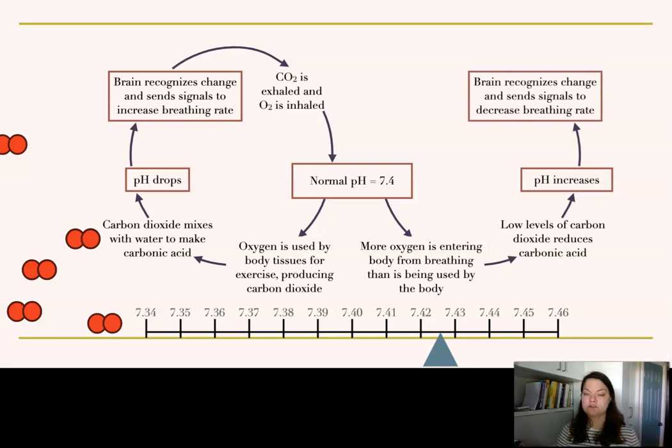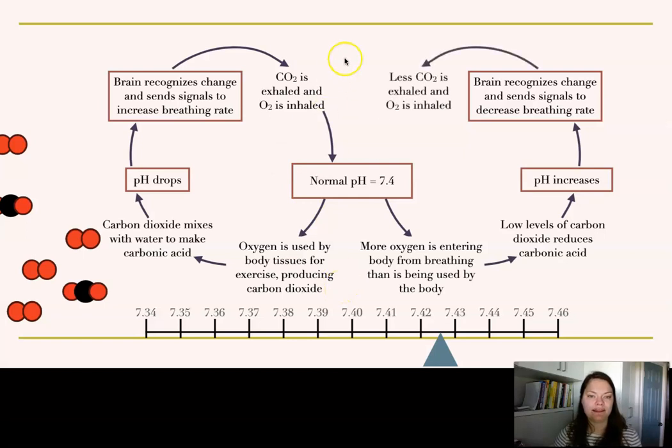That's going to cause the opposite effect. Your brain is going to recognize this slightly alkaline condition, send signals to the diaphragm, hey, thanks for doing your thing, but you can go ahead and slow down now. That slowed breathing rate is going to allow for carbon dioxide levels to increase back up so that there's enough carbonic acid in the blood to bring the pH back to the set point of about 7.4. Boom. Okay.